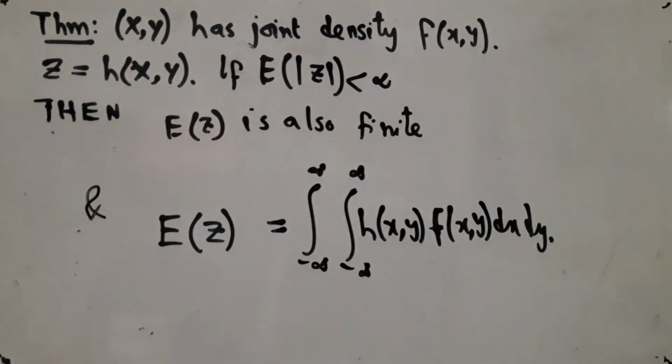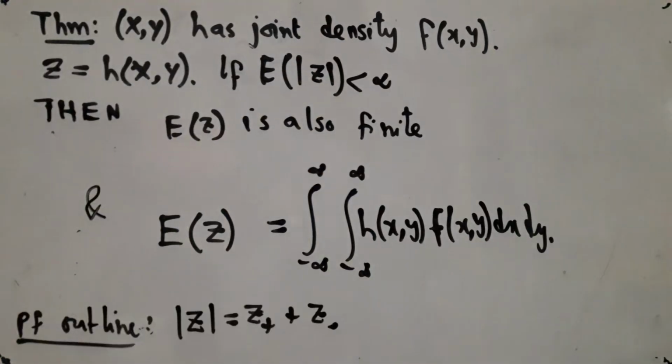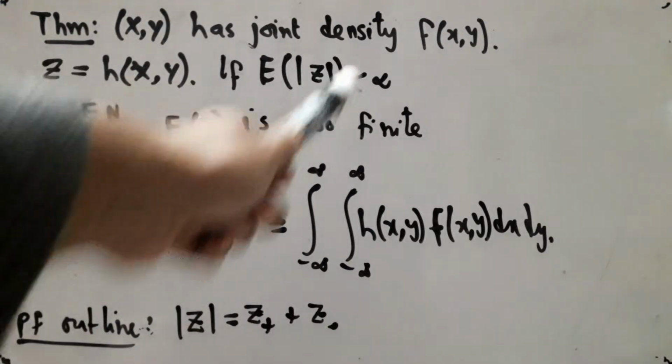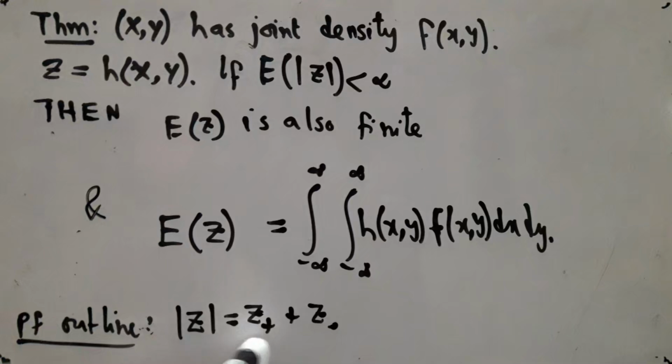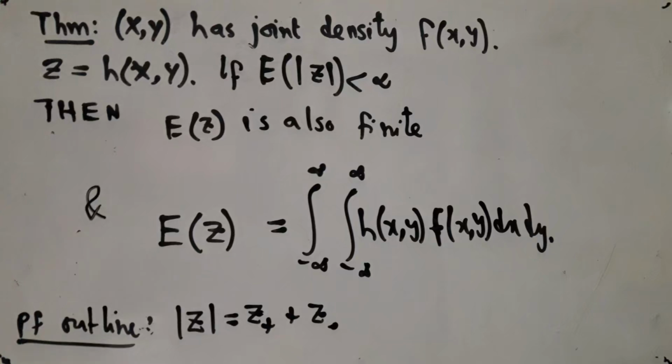The proof of this theorem is pretty straightforward, once you notice that the absolute value of z is actually z plus plus z minus. So if this has a finite expectation, each of them must have finite expectation, and then by doing a little jugglery, you can arrive at this. We shall not pursue the proof here. You can try your hand at it yourself.